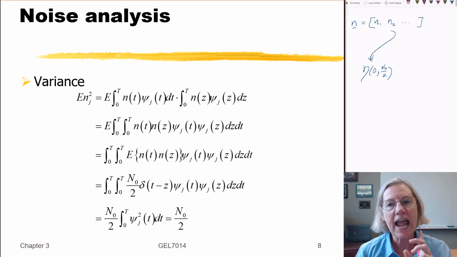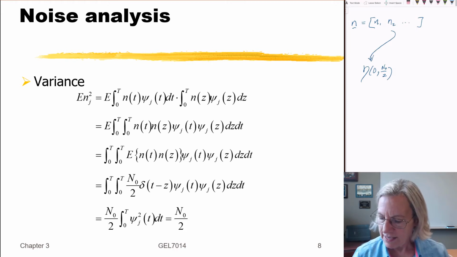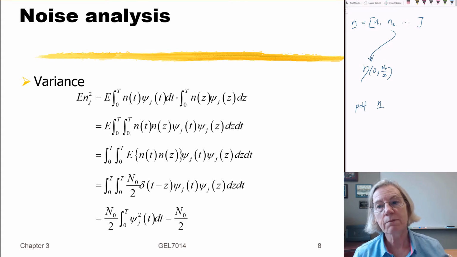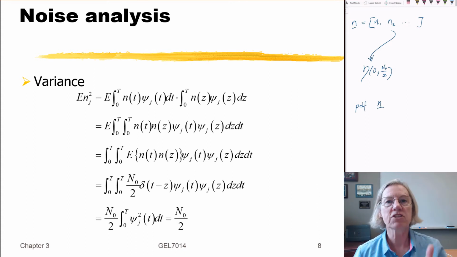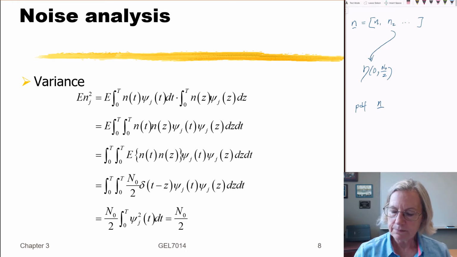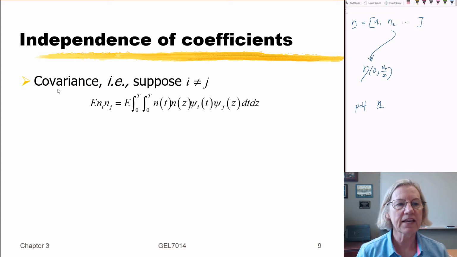But that's not enough to have the probability density function for the vector. If we want the PDF of the vector, what do we need to know? We need to know the correlation between elements of the vector. It's not enough to know just the density of each one of the elements. So for the case of the Gaussian, that means that we have to look at the covariance. We have to find the expected value of the product of Ni and Nj.